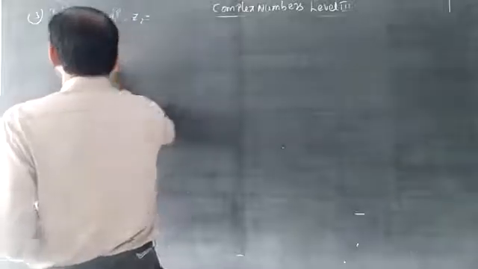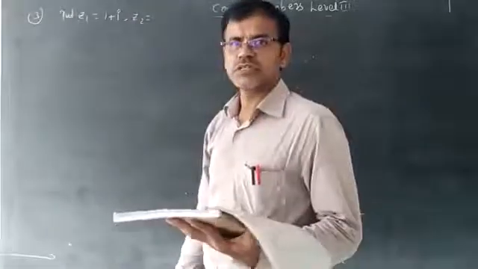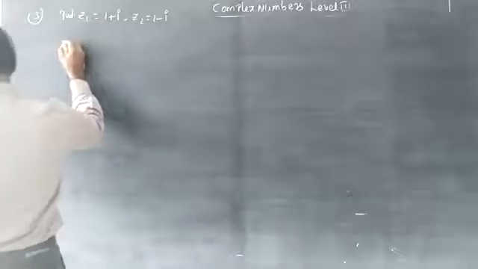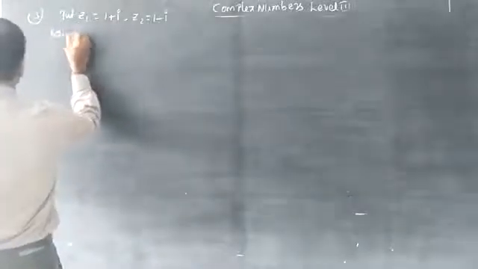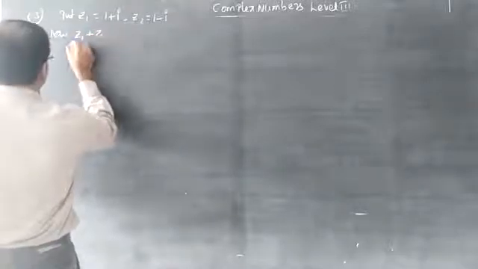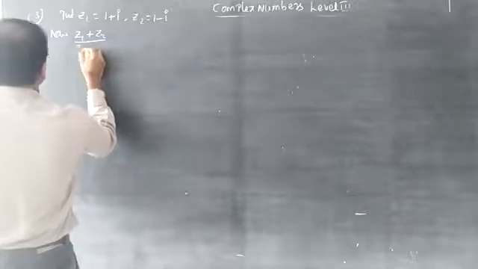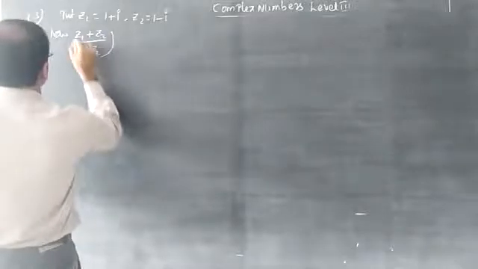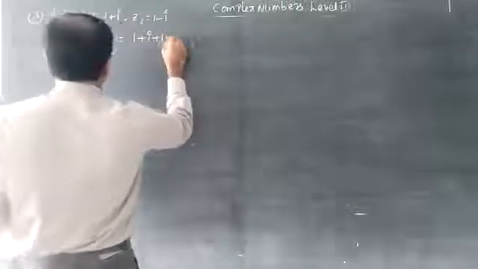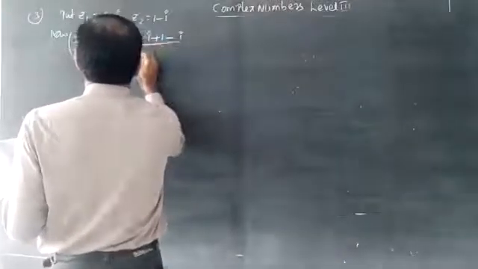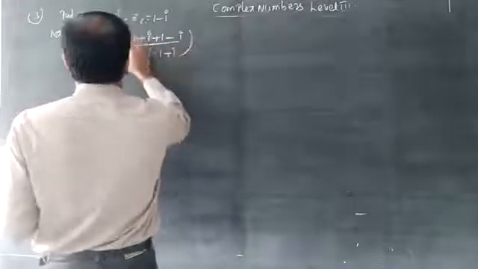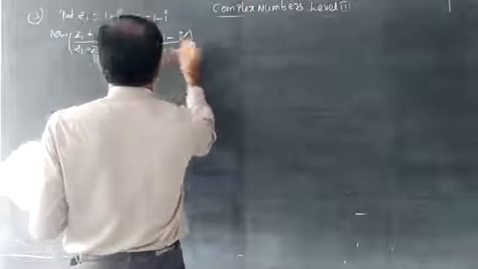Z1 is equal to 1 plus i and Z2 is equal to 1 minus i, because it is negative imaginary. Now apply the values. Z1 plus Z2 by Z1 minus Z2 is equal to 1 plus i plus 1 minus i, whole by 1 plus i minus 1 plus i. Here i will get cancelled, and here 1 minus 1 gets cancelled.